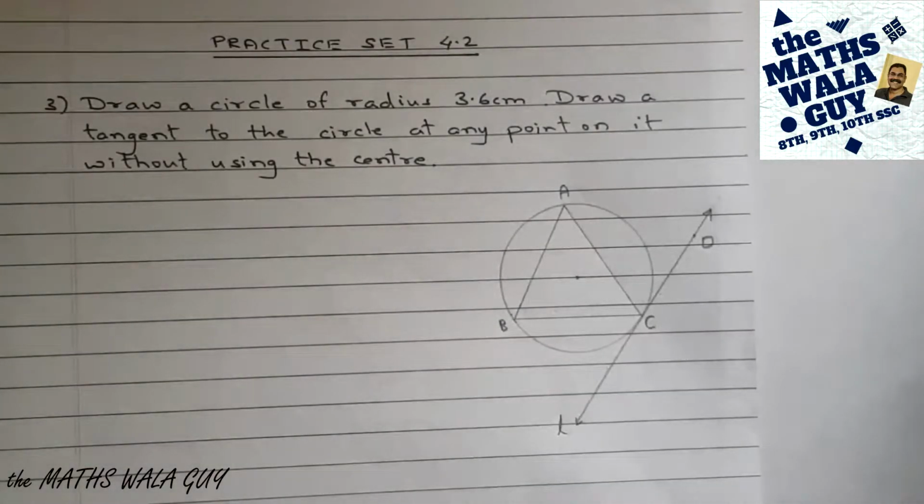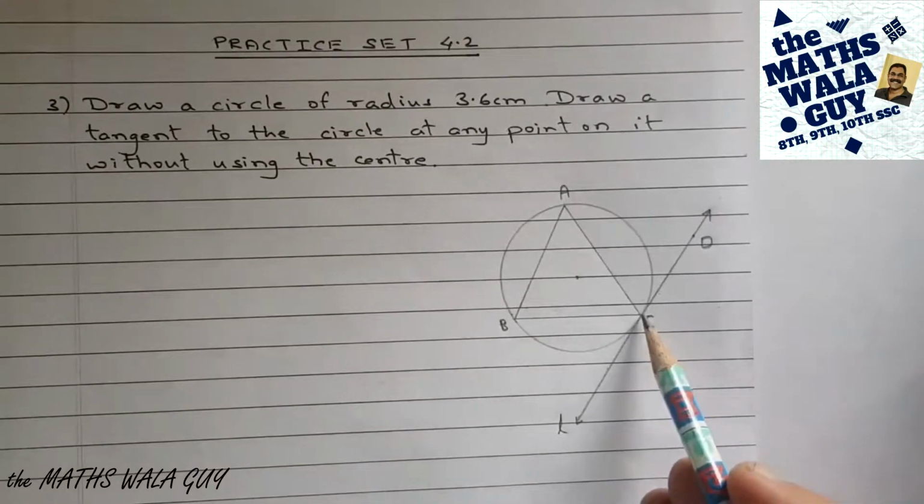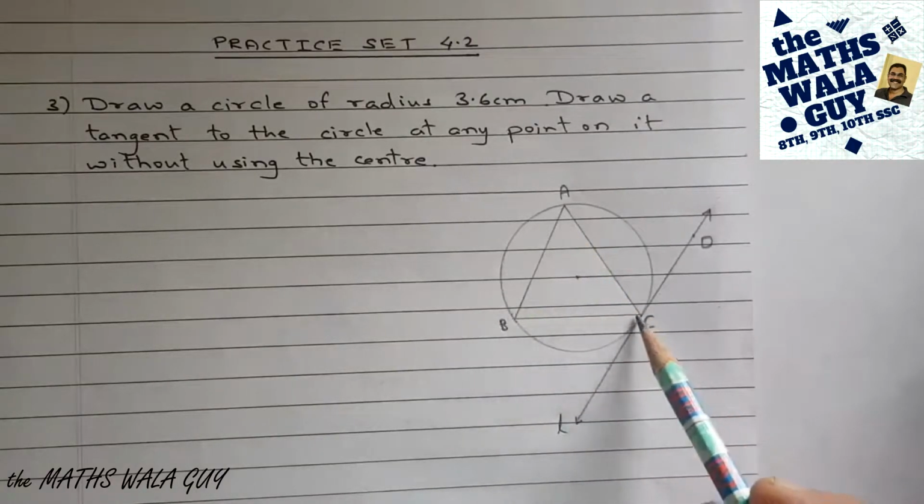This is a rough diagram of the third sum. I have taken any point C on the circle. At this point C, I have drawn any triangle ABC. Any triangle. I have not used any measures.